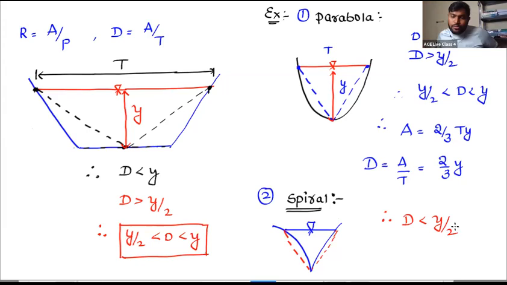So what I want you to look at here is that you can find the range of the hydraulic depth by inscribing the triangle without any change in the top width. Don't change the top width. If you keep the top width constant, the hydraulic depth depends upon flow area. The more the flow area, the more the hydraulic depth. In the case of a spiral, the flow area is less than the triangle, so d is less than y by 2. I hope you understood.